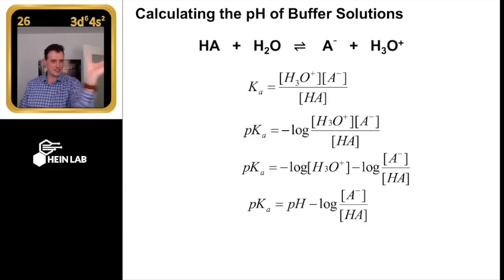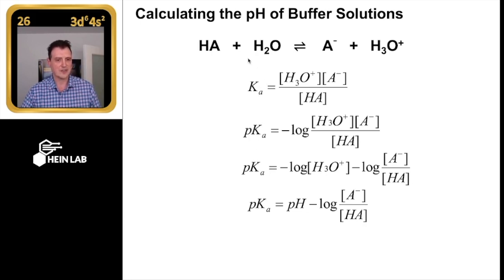Which means if that's my equilibrium I'm considering, I can define the Ka of that. That's products over starting materials. That's the first step in our derivation shown right here. Next, I can define, as we've talked before, the pKa. That's taking the negative log of that Ka value. So that's what we're doing here.